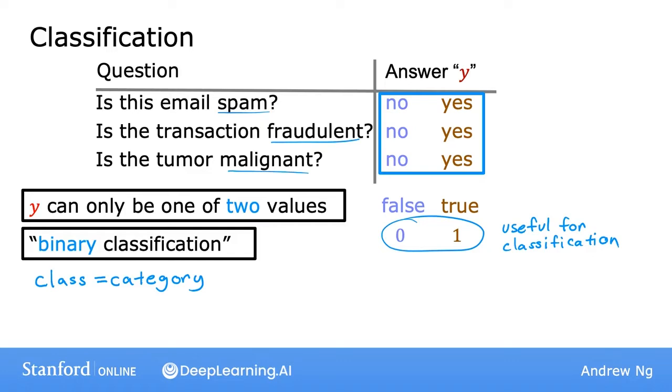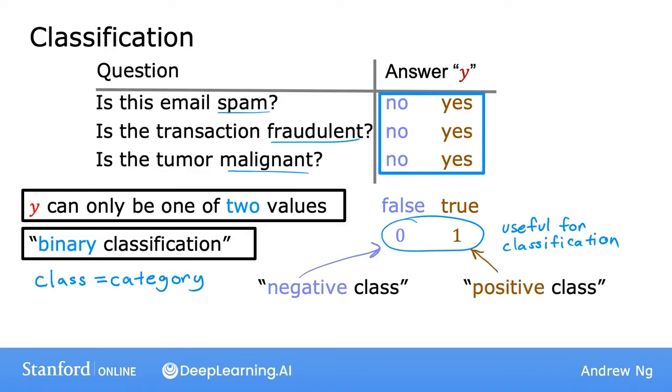One of the terminologies commonly used is to call the false or 0 class the negative class, and the true or 1 class the positive class. For example, for spam classification, an email that is not spam may be referred to as a negative example, because the output to the question of is it spam is no or 0. In contrast, an email that is spam might be referred to as a positive training example, because the answer to is it spam is yes or true or 1.